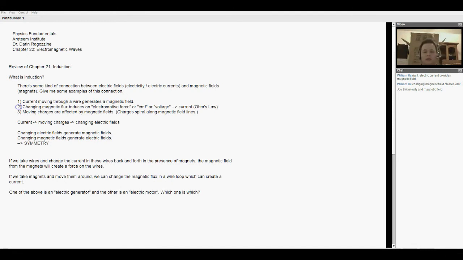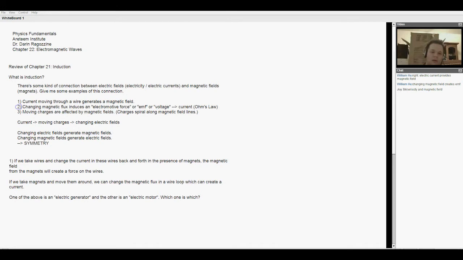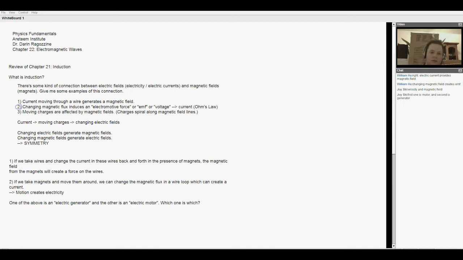So let's call this 2, and this is motion creates electricity. And this one is electricity creates motion. Okay, and Joy is right. Number 2, the electric generator, and number 1 is the electric motor.